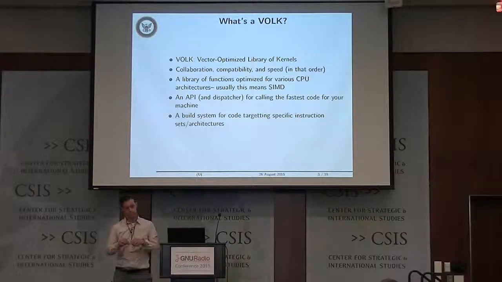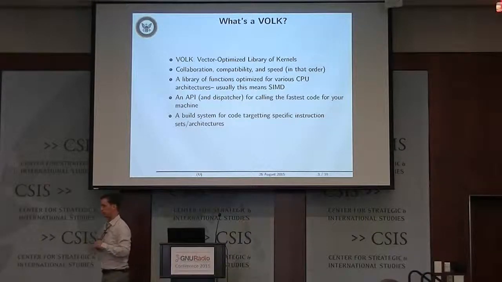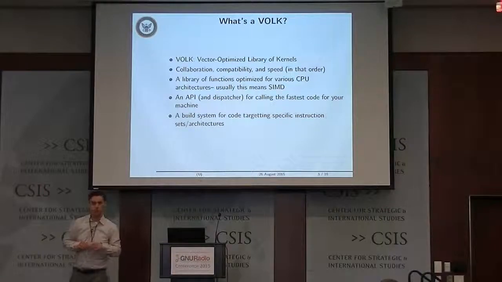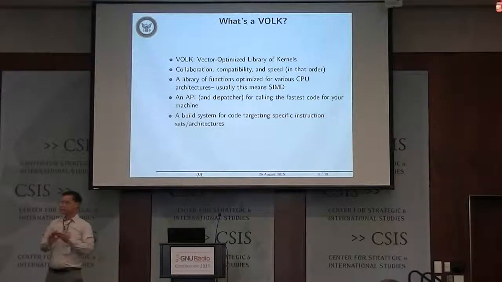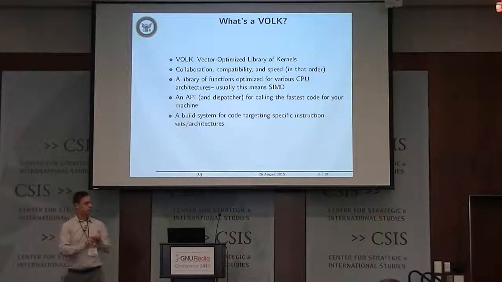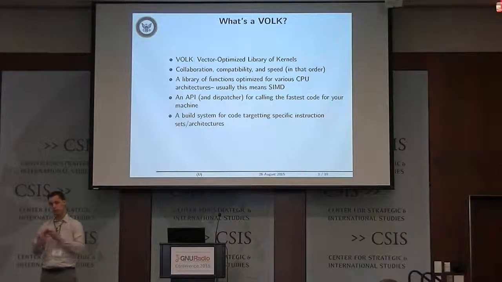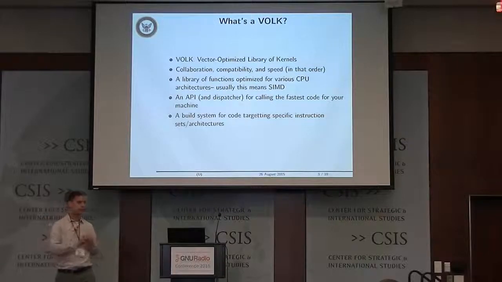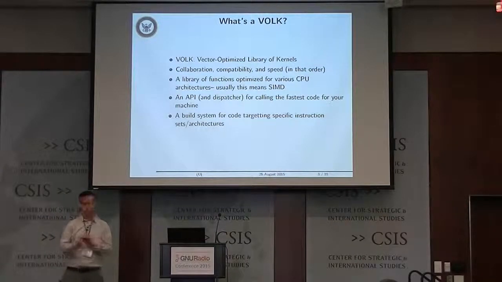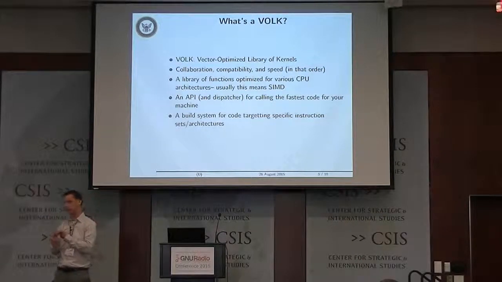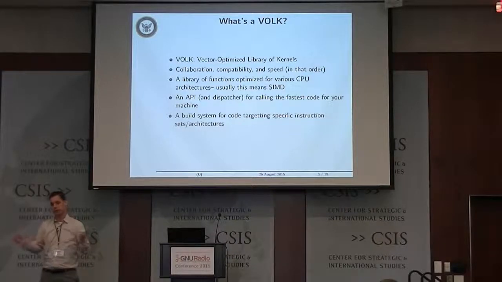If you're not familiar with Volk, it stands for Vector Optimized Library Kernels. There are three primary things that Volk tries to do: collaboration, compatibility, and speed, and those are the priorities. We want everyone to contribute, and we want code to work in as many places as we can make it, and the motivation is actually trying to get code to be fast.